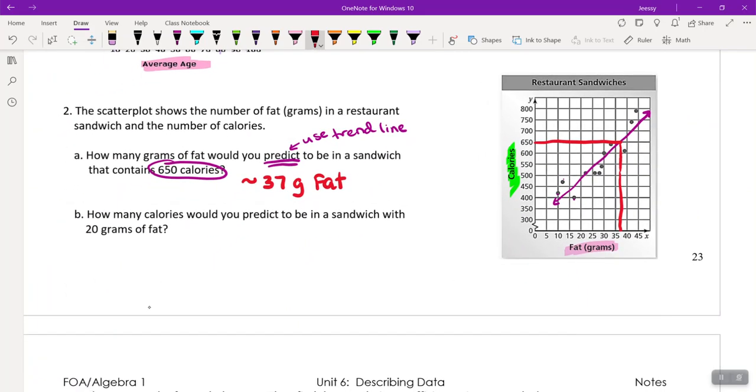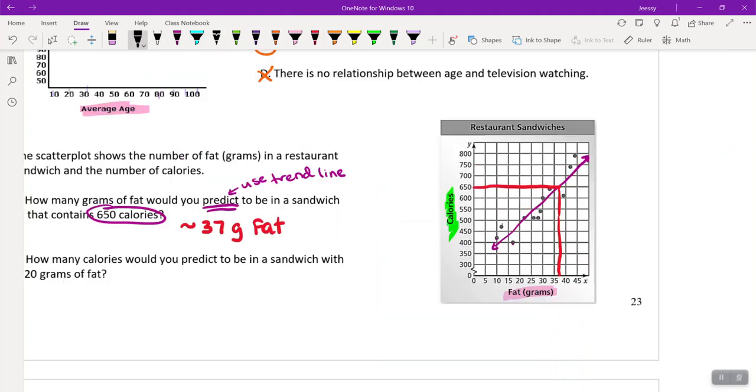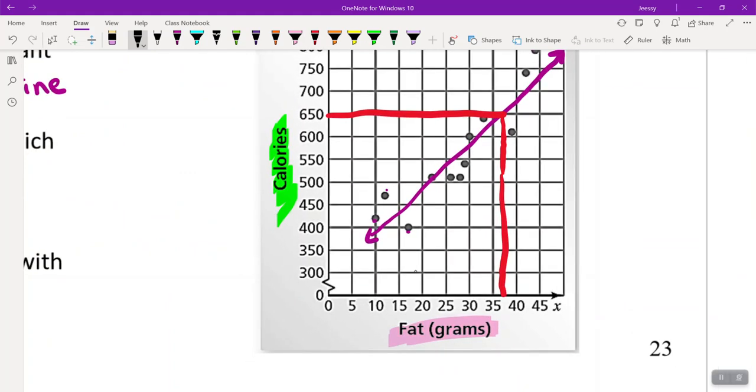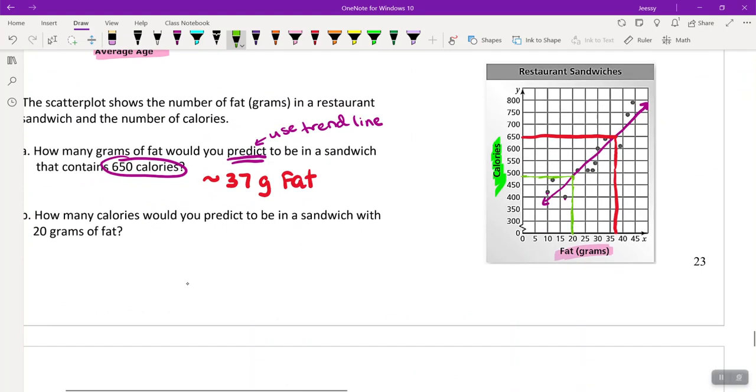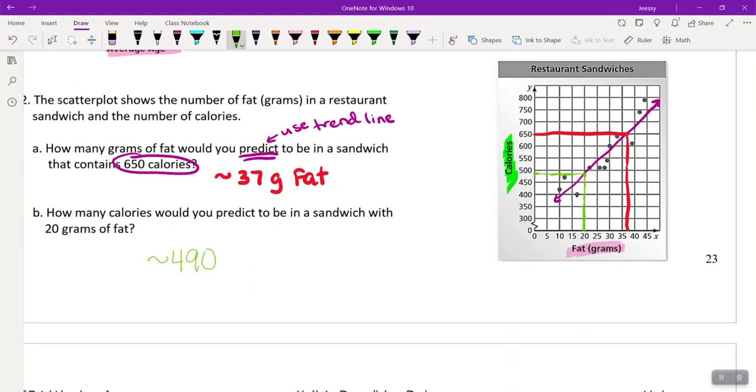All right, for the next question, where are you going to start? It says, how many calories would you predict to be in a sandwich with 20 grams of fat? So are we going to start on the x-axis or the y-axis? On the x-axis, and then at 20 grams, go up somewhere around here. I would say 490. So about 490, about 500. It's an estimate. We're predicting. Okay, dokie?